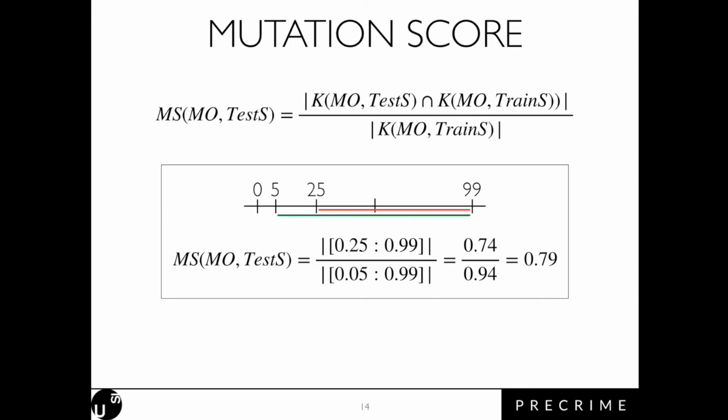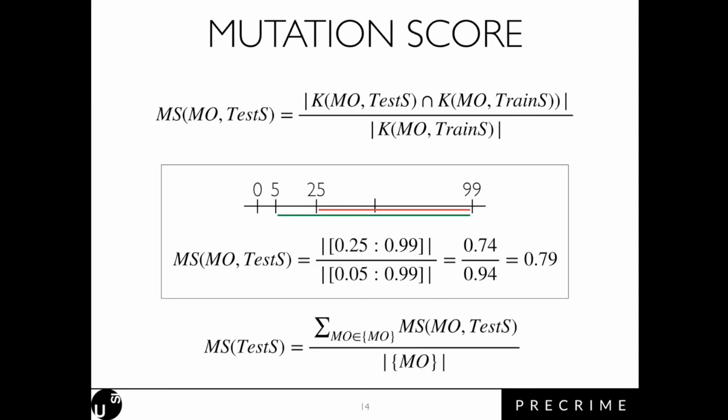We find the ratio of these ranges, and we say that this is the mutation score of this test set for this operator. And if we want to find the overall mutation score of the test set across all the operators that we have, we just find an average of the mutation scores for individual operators.